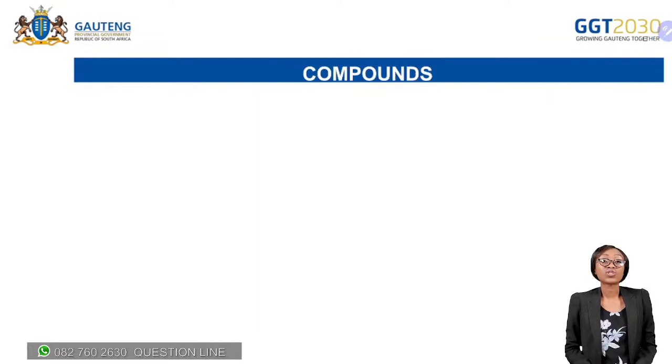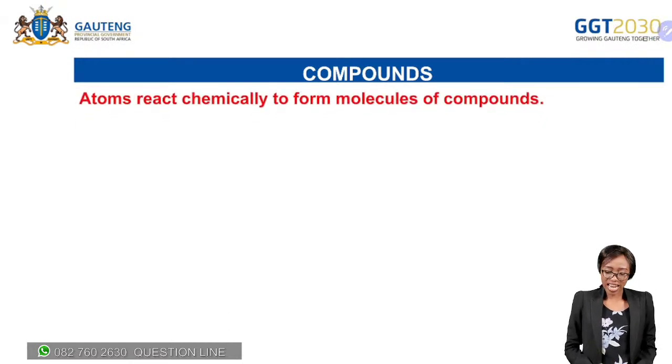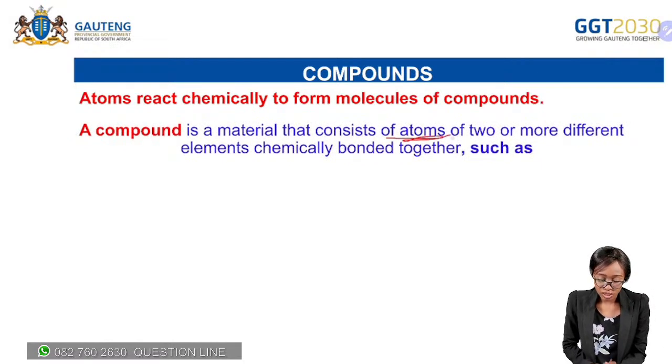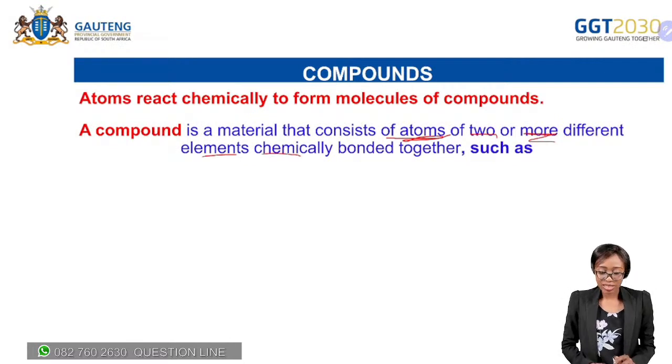Let us move on to today's lesson. We'll start off with compounds. So atoms react chemically to form compounds. Now, a compound, like we've said in our terminology, is a material that consists of atoms of two or more different elements that are chemically bonded together.